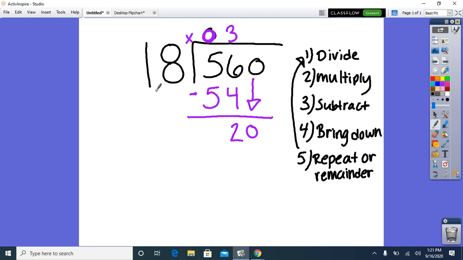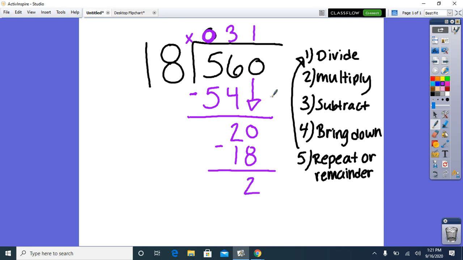So now I'm going to see how many times 18 goes into 20. Not how many times 18 goes into 0, but how many times 18 goes into this number down here. 18 goes into 20 one time. We know that if I did 18 plus 18, that would definitely be over 20. So it would only go in one time. And then I'm going to go to my next step, which is to multiply. So I'm going to take 1 times 18. That gives me 18. My next step is to subtract. 20 minus 18 is 2.